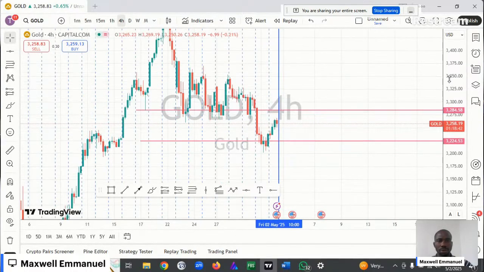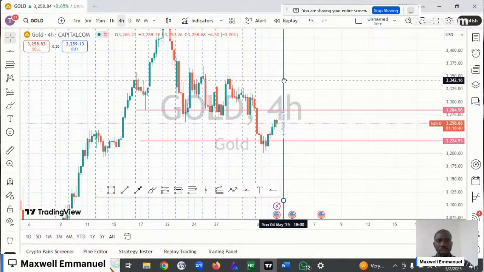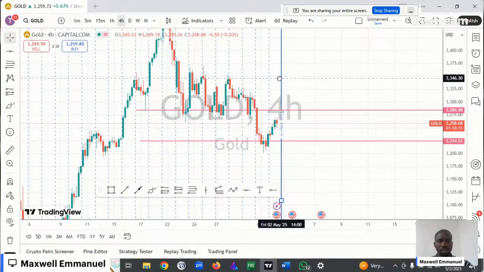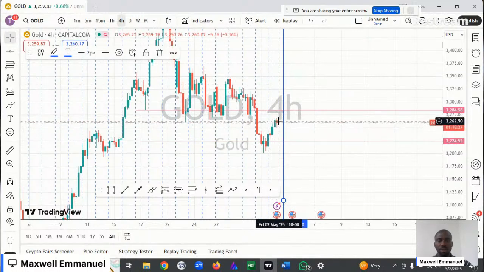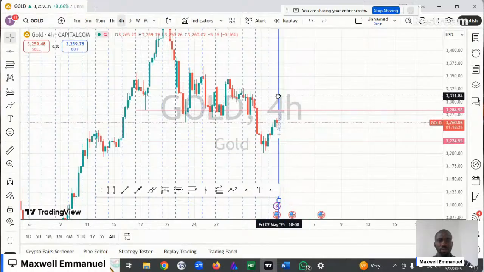If the current 4-hour candle closes bearish, I think this candle will close by 3 p.m. Then you can look for sales.